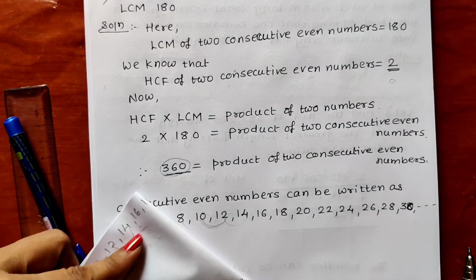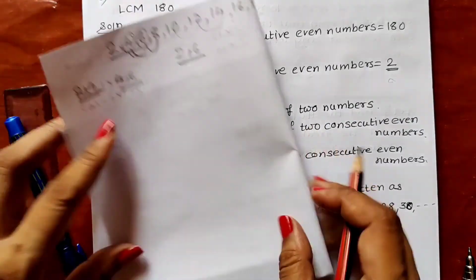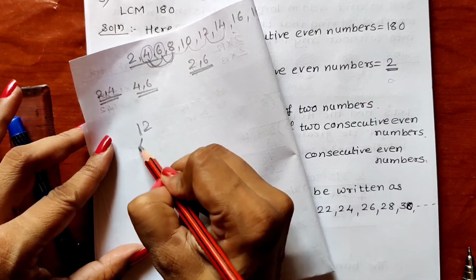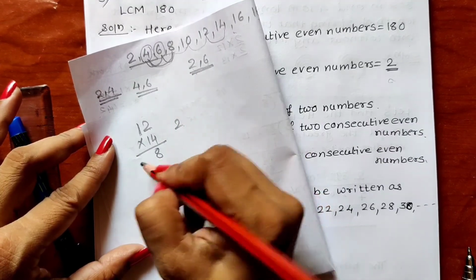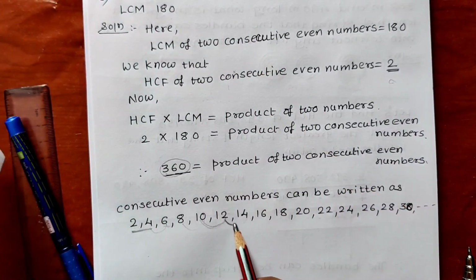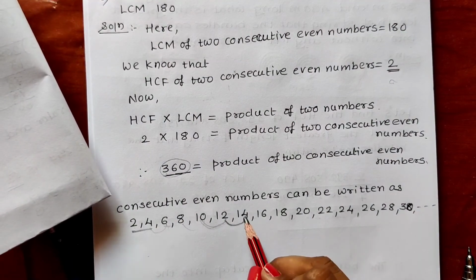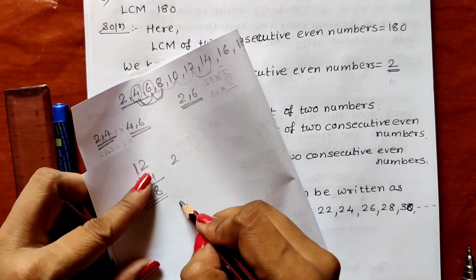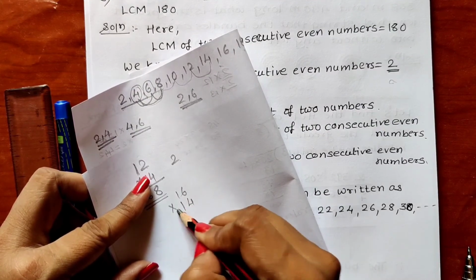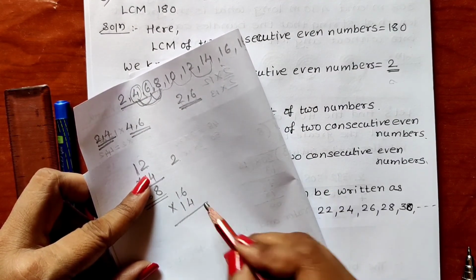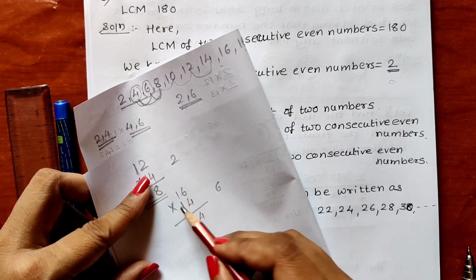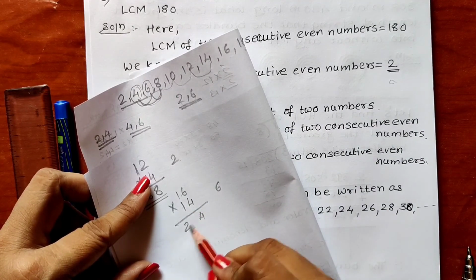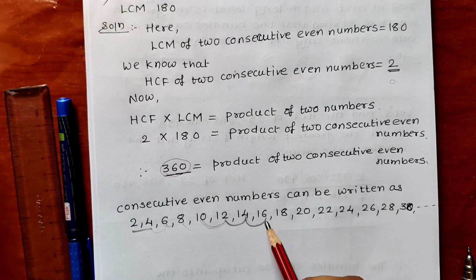12 into 14. 14 twos are 28, 8 written and 2 carry. 14 ones are 14 plus 2, 16. So 168. Again very small. 12 into 14 is 168, very small. Let us do 14 into 16. 16 fours are 64, 6 written. 16 ones are 16 plus 6 is 22. So 14 into 16 is 224.